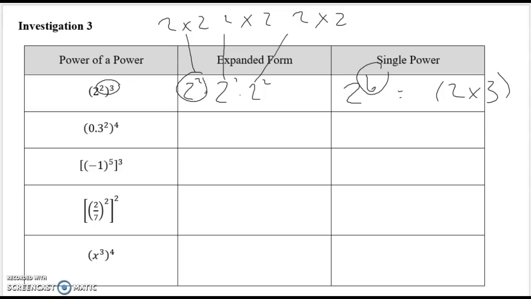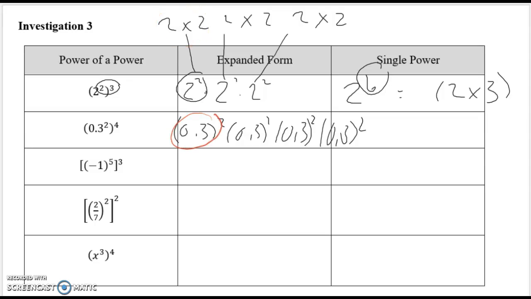Okay, this next one means 0.3 squared 4 times. So you're going to have 0.3 squared, 0.3 squared, 0.3 squared, 0.3 squared. Okay? Super hard to write with your finger. So if we look at that, that would be broken down also like this.